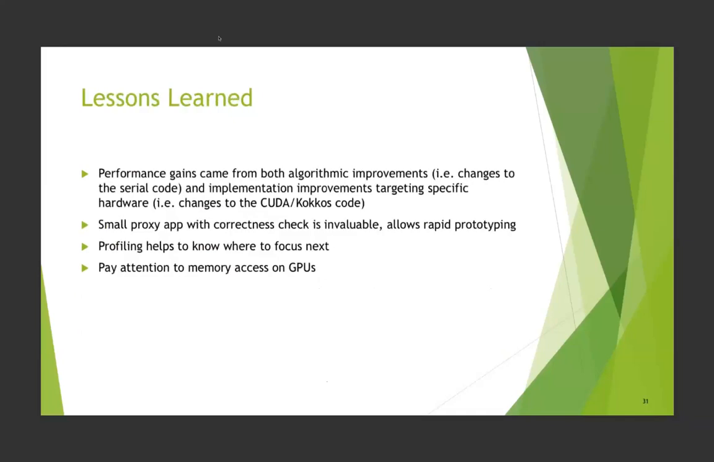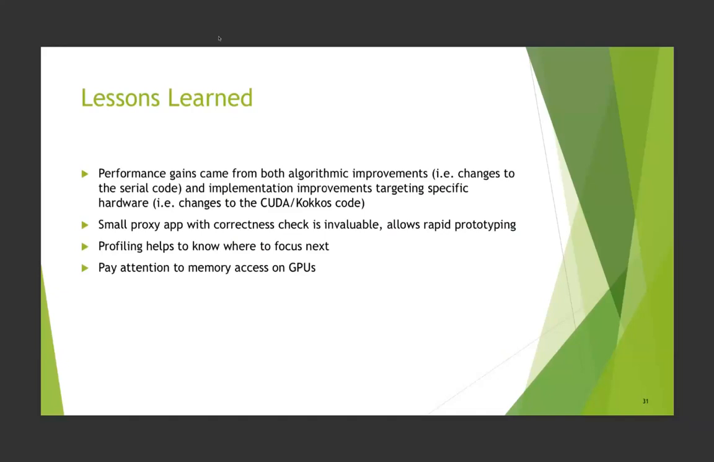Okay, so these are just a few of the lessons learned, but the performance gains came from both algorithmic improvements, so that would be like the Y-array trick, which changed the serial version of the code, as well as implementation improvements that changed the CUDA or the COCOS version of the code that were targeted towards GPUs. So we needed both, and sometimes one opened up or helped the other improvements.